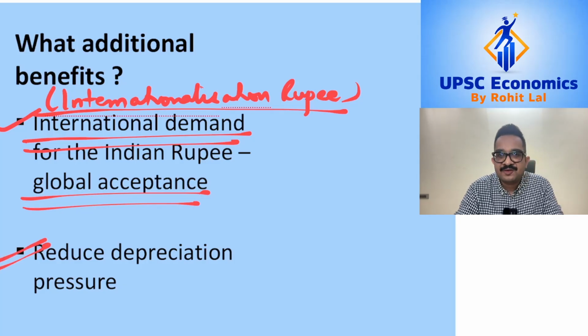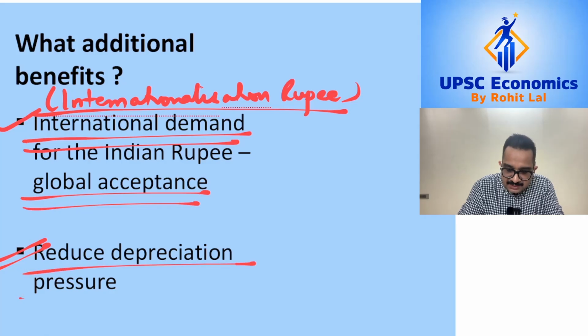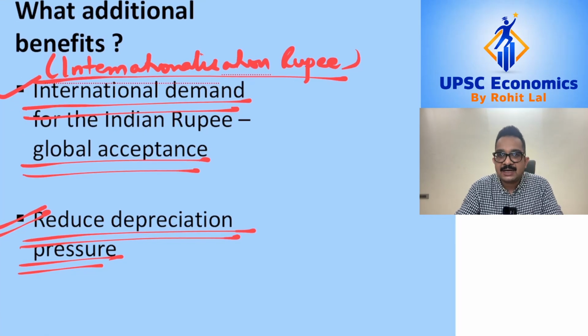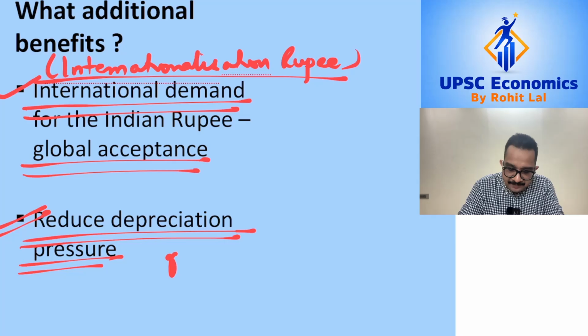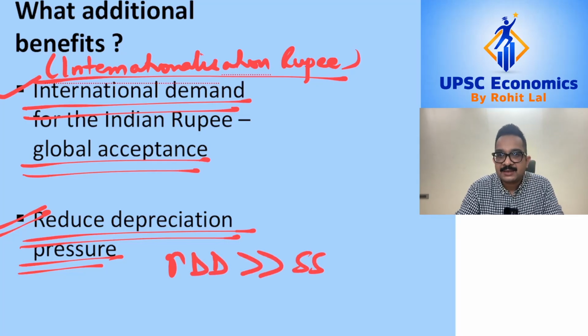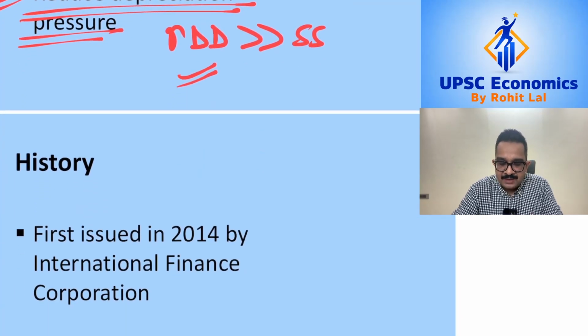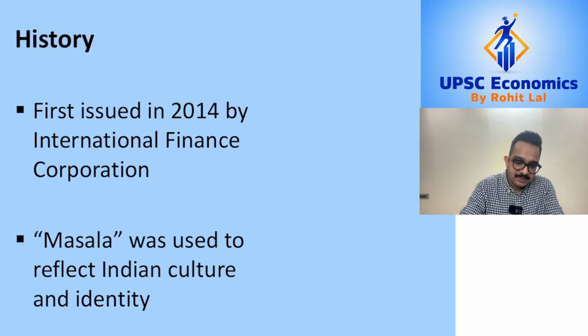The second benefit is that they help reduce the pressure of depreciation on the Indian rupees. Now this again happens because as masala bonds help increase the demand for rupee, and we know that when there is an increased demand without a corresponding increase in supply, it helps either appreciate or reduce the pressure of depreciation on the currency. So these are the two additional benefits which masala bonds provide to the economy.